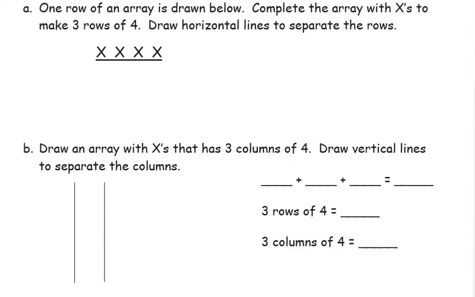This tutorial is for 2nd grade, Module 6, Lesson 7. In this lesson, we will continue to work with rows and columns in arrays. The directions say one row of an array is drawn below.